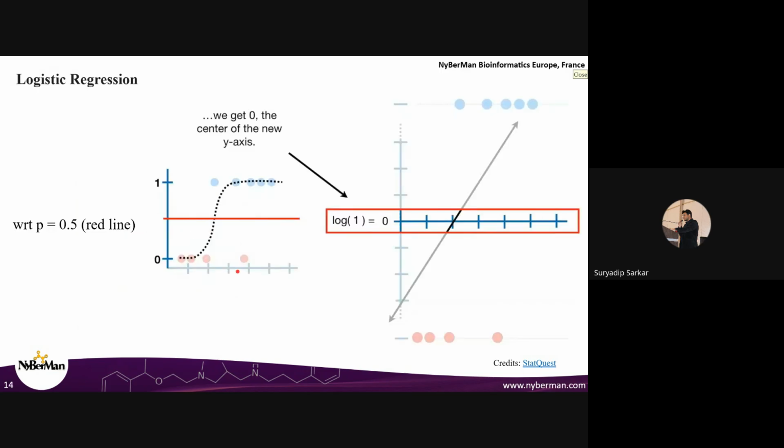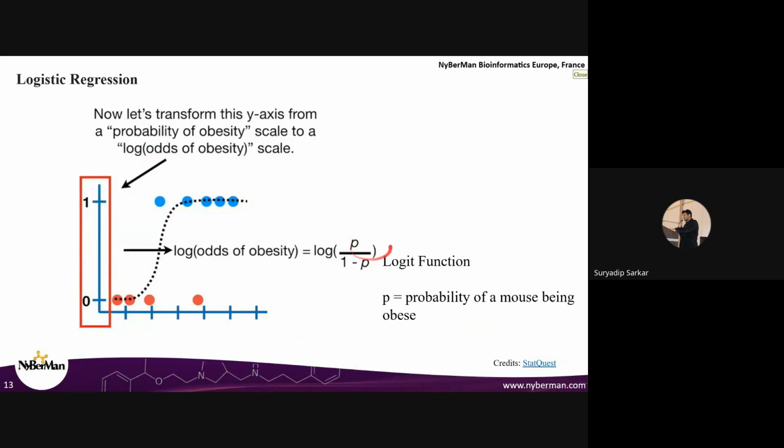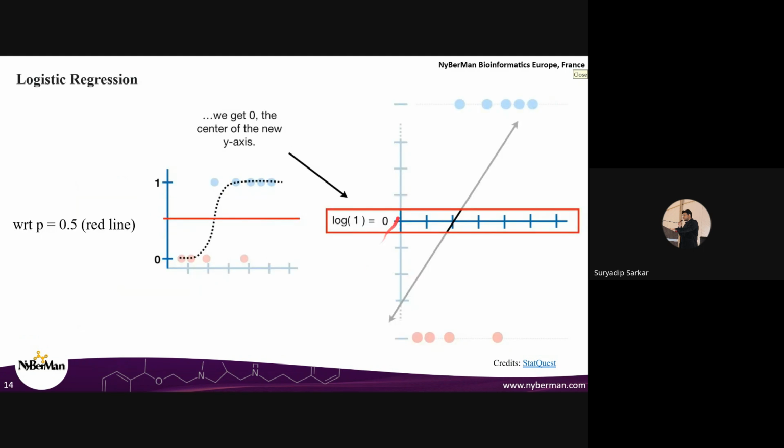Let us see this with a couple of examples. This red line is with respect to p equal to 0.5. If you plug 0.5 into this equation, what will you get? You will get 0.5 divided by 1 minus 0.5, which is 0.5. So 0.5 divided by 0.5 is 1, and log of 1 is nothing but 0. So for the p equal to 0.5 line on the probability axis, you get the x-axis as the line on this log of odds graph.